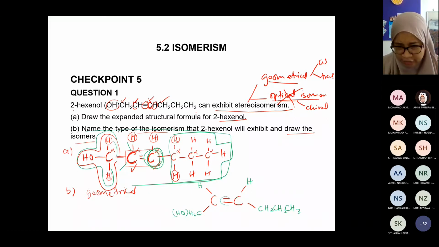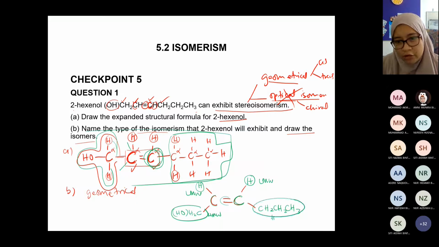Okay. Is this cis or trans? So this is cis. Because you can identify the high molecular weight dengan low molecular weight. Okay. For this carbon, hydrogen is low molecular weight, right? This one is high molecular weight. For this one, this carbon, this is low molecular weight. This is high molecular weight. So this is cis.